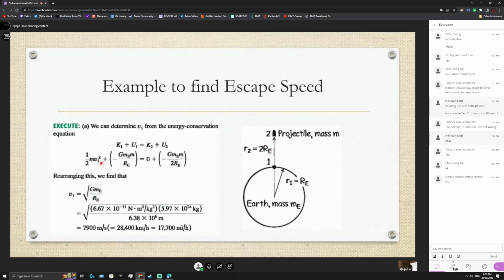So rearranging this, we are actually trying to solve for V1. We want to know the initial speed such that this situation will occur. Okay, which can be simplified to this: G times mass of Earth divided by radius of Earth. Okay, you will get this. So at the surface of Earth, you must already be moving at 7,900 meters per second. Okay, then you can brake. Then you can reach this level.